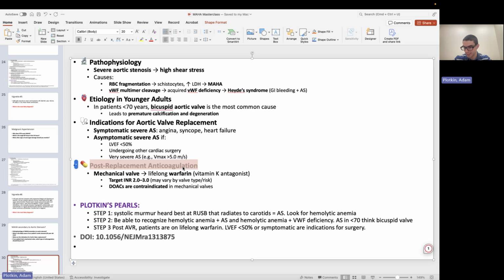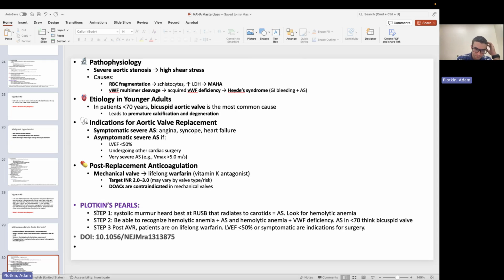Once we've replaced the valve, if we put in a mechanical valve, the patients need to be on lifelong warfarin, a vitamin K antagonist. Our target INR is 2 to 3. It may vary by valve type or risk, but 2 to 3 is the classic. DOACs are contraindicated in mechanical valves. There's not enough data on them. So whenever you see a patient with a mechanical valve, as of right now, they're always put on warfarin. That's a classic question as well.